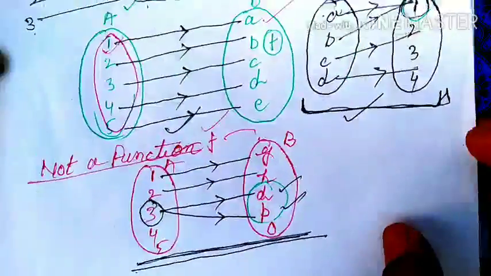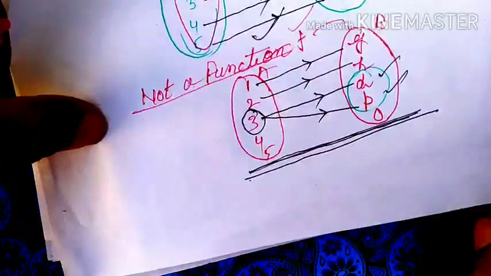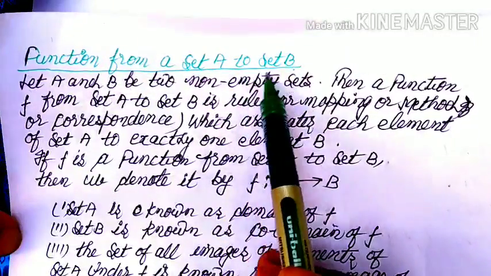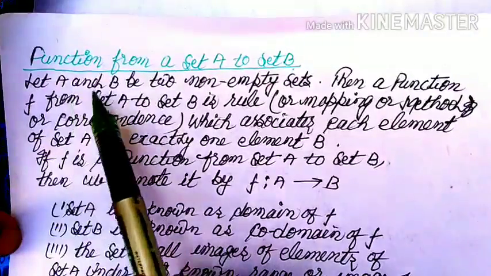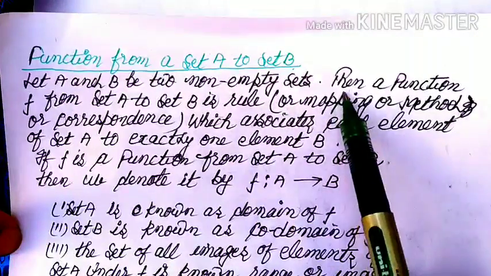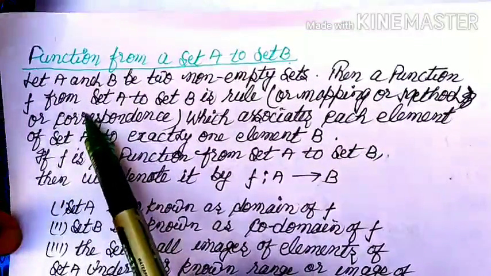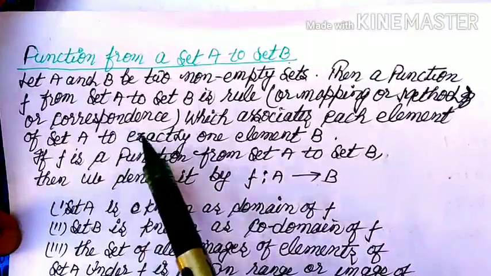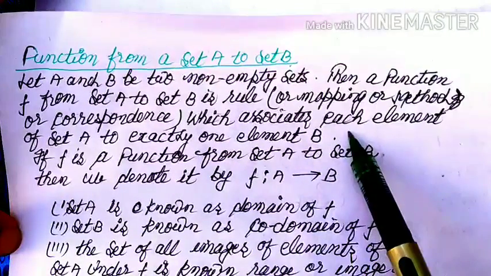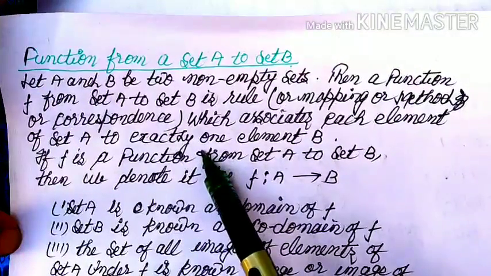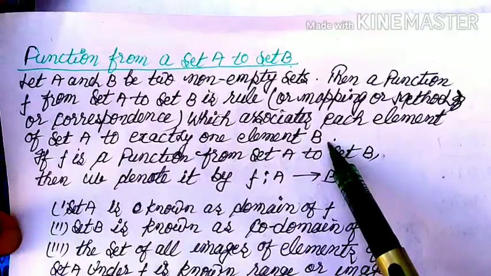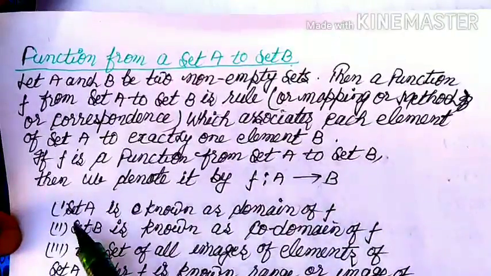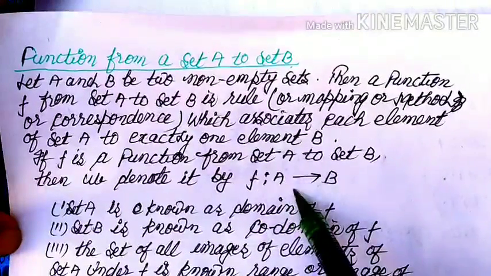Now how can we define function in a mathematical way? Function from a set A to set B, we can define: let A and B be two non-empty sets. Then a function f from set A to set B is a rule or mapping or method or correspondence which associates each element of set A to exactly one element of set B. If f is a function from set A to set B, then we write it as f: A → B.